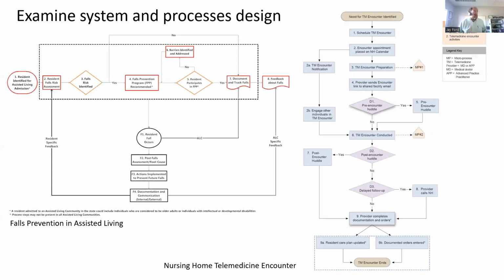So these are just a couple of examples of flowcharts that I've developed over time. I've got others. One is related to falls prevention in assisted living. The other one is a nursing home telemedicine encounter. But once we have these in place, we can then begin to identify where the bottlenecks occur and how we might implement change.